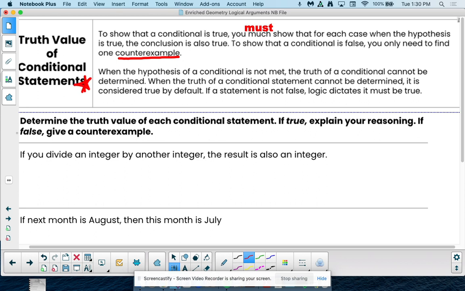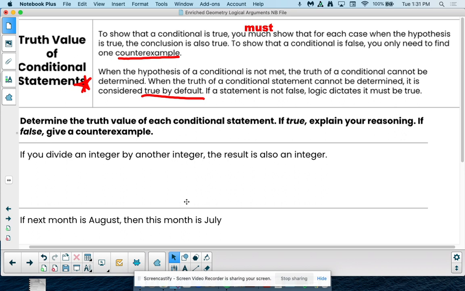Now, will you guys star this second paragraph? It's kind of confusing. When the hypothesis of a conditional is not met, the truth of the conditional cannot be determined. When the truth of the conditional statement cannot be determined, it's considered true by default. You guys underline that? So if a statement is not false, logic dictates it must be true. So to break that down, if your hypothesis is false, the statement is automatically true by default. We'll see how that sits.